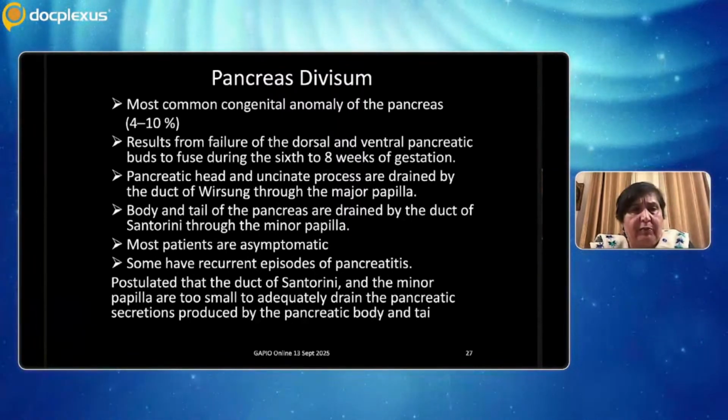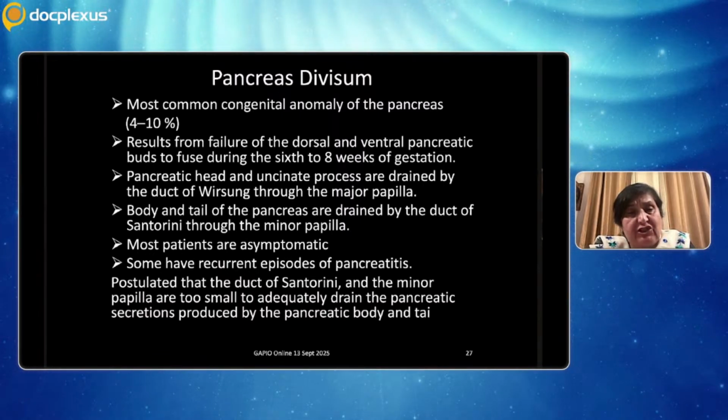of the population. It occurs because of failure of the dorsal and ventral pancreatic buds to fuse during the 6 to 8 weeks of gestation. The pancreatic head and the uncinate process are drained by the duct of Wirsung through the major papilla. The body and tail of the pancreas are drained by the duct of Santorini through the minor papilla.